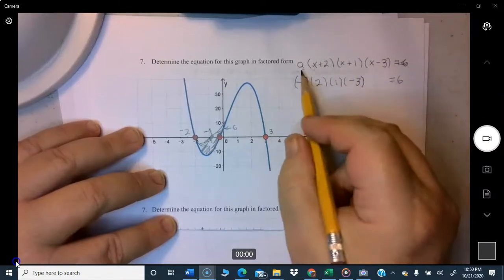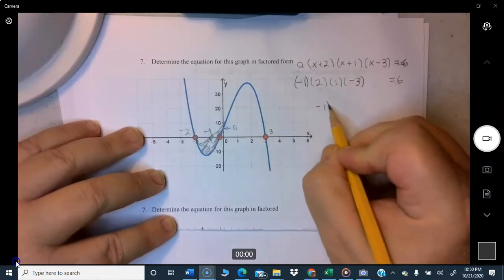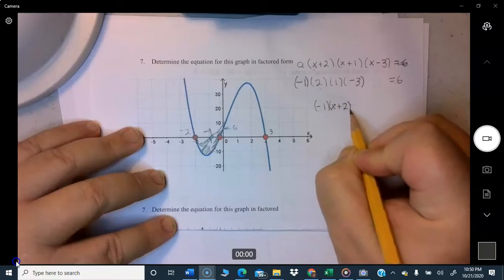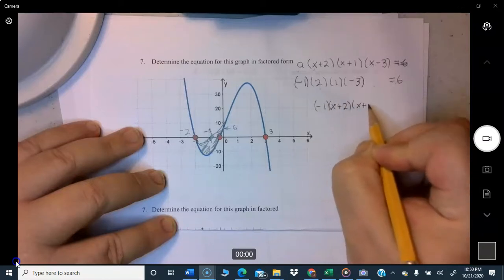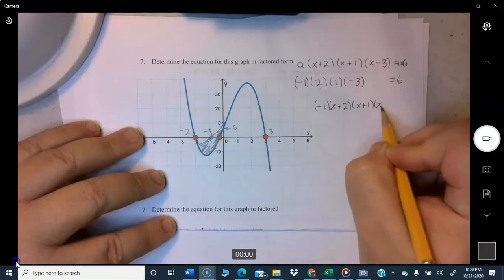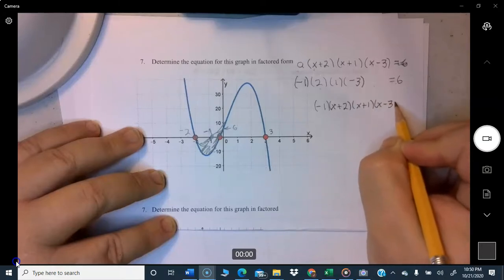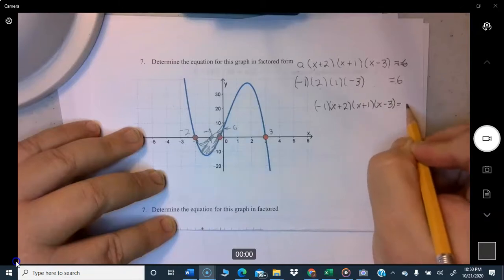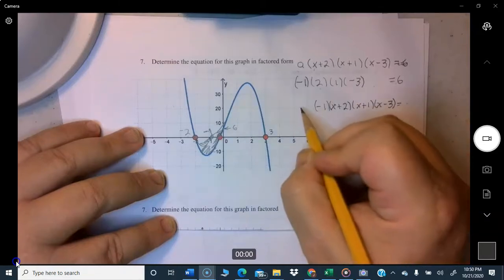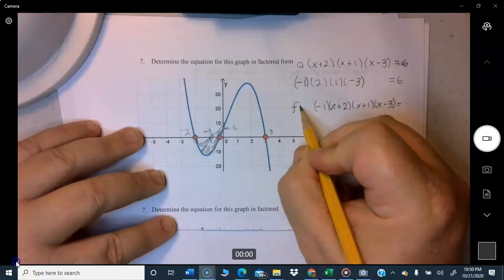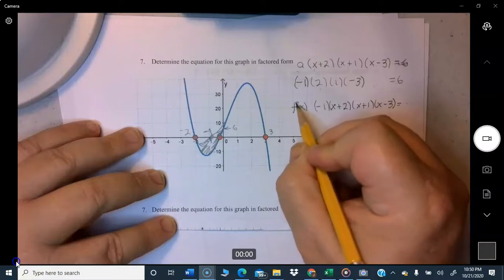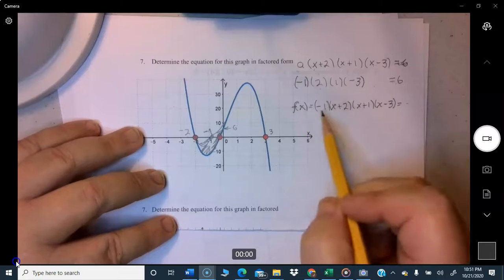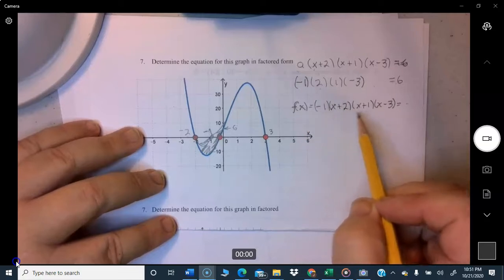Okay, so then our equation is going to be -1 times x plus 2, x plus 1, x minus 3. And that equals y, or f of x. That's the term they're using, f of x. So there's the equation. Okay, f of x equals -1 times x plus 2, x plus 1, x minus 3.